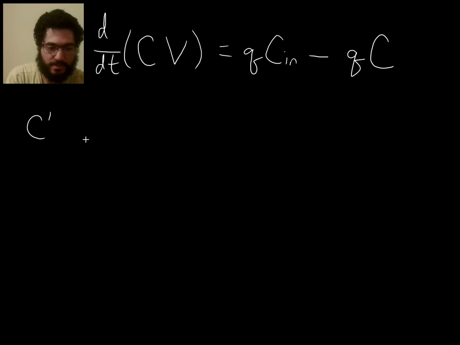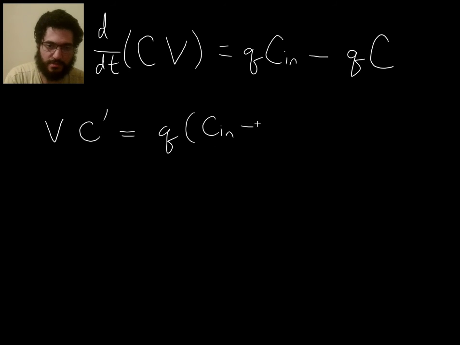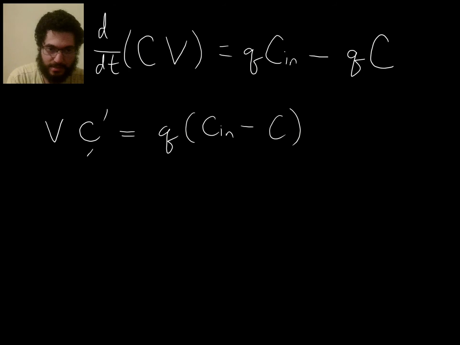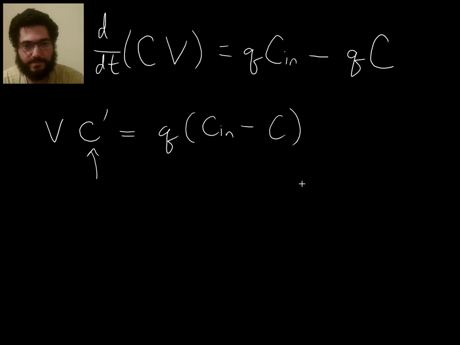Okay, so there's my differential equation, and that's just V C prime equals Q times C in minus C. Maybe that's a nicer way of looking at it. And I'm being lazy and not saying what depends on time, but remember, it's the C that depends on time. Everything else is a constant in this setup.